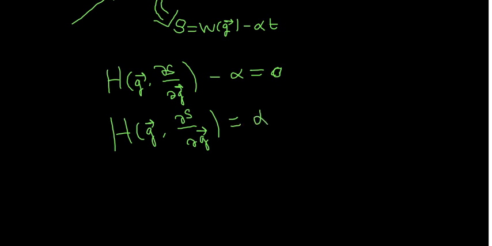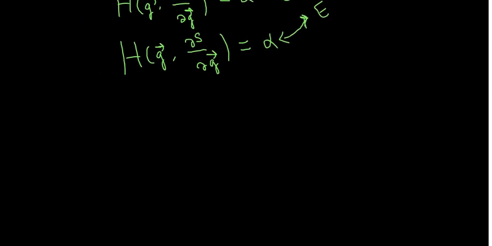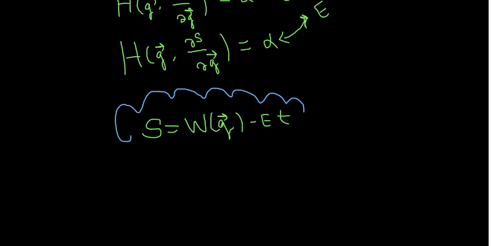and that all equals alpha, right? Because, like I've said, this H is going to represent the total energy for a lot of systems, we can assume that this alpha is nothing more than the total energy E, right? And that tells us that the final form of the solution, that is S, will be as follows. W is a function of Q, the position, minus Et, right?